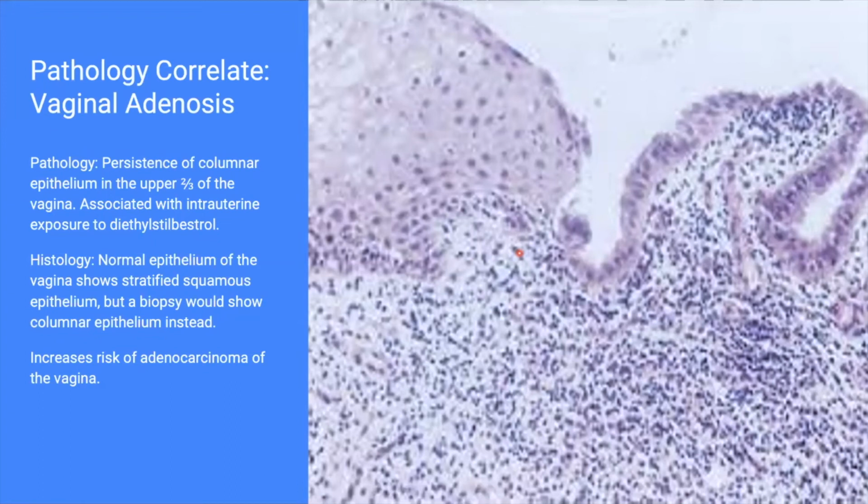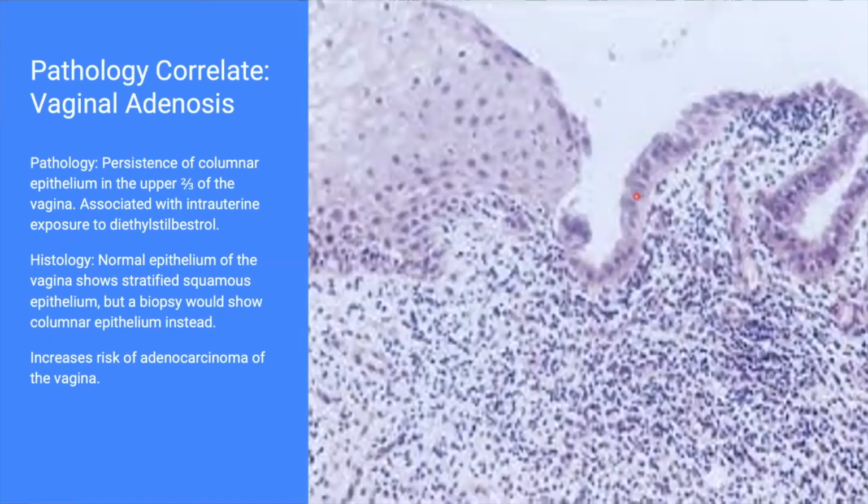So on histology, we see normal stratified squamous epithelium over here. And as we transition, we start to see only one cell layer thick as far as the epithelial layer, and they are taller than they are wide. So that would be our simple columnar epithelium found there.